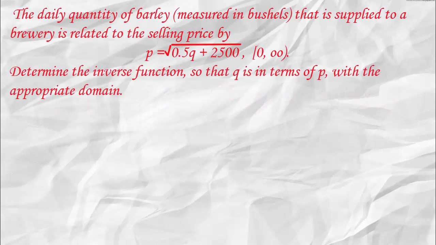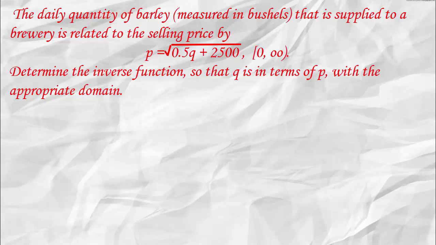The daily quantity of barley measured in bushels that is supplied to a brewery is related to the selling price by P equals the square root of 0.5 Q plus 2500, where Q is bigger than or equal to 0. Right now, the function is written so that P is in terms of Q. Let's rewrite the function so that Q is in terms of P.